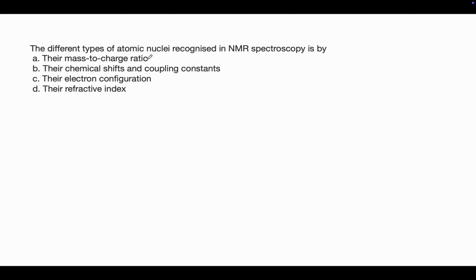Different types of atomic nuclei are recognized in NMR spectroscopy by their chemical shifts and coupling constants. Based upon the distances from the nuclei, there will be different chemical shifts and coupling constants depending upon the different structures. So this is recognized by NMR spectroscopy.